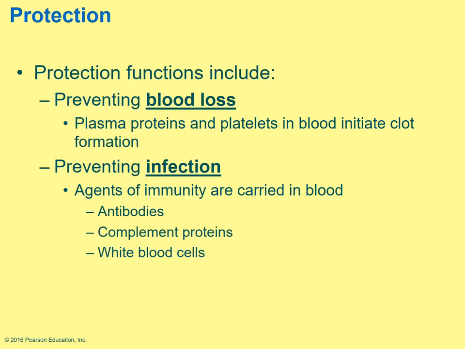In terms of protection, it helps to prevent blood loss. We'll go through the steps involved for clot formation if there is an injury. You don't want clots within the circulatory system impeding blood flow, but you do want clots to form when there's been a break or a tear to prevent blood loss. And it also plays a role in preventing infection. There are a lot of components within the blood that play a role with preventing infection, things like antibodies and white blood cells.